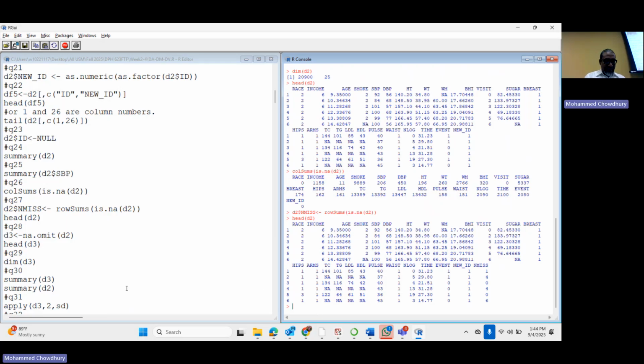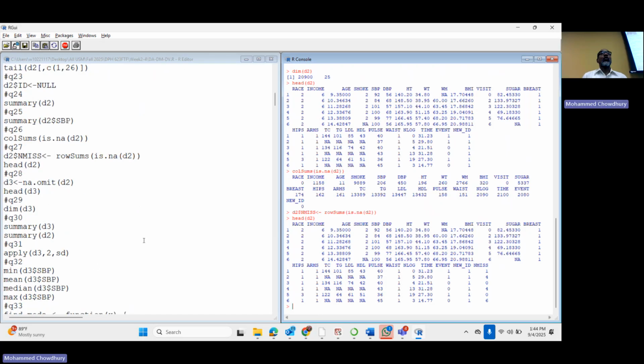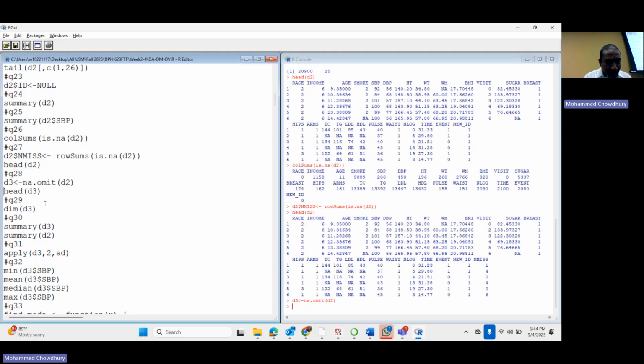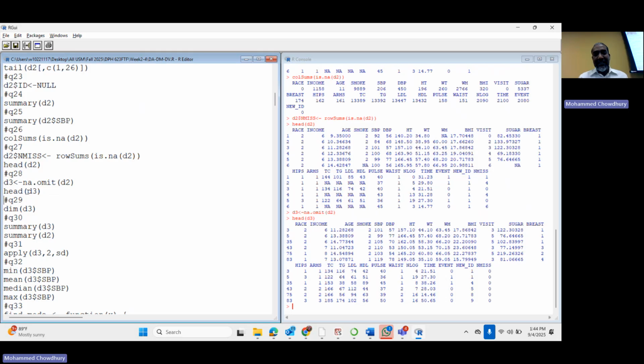Okay, after that, I want to take any row that has a missing value and delete the entire row. Suppose one row has just 1 missing value; that row will be deleted. Understand? That could be done by running the code for problem number 28. Now, if you take a look at this data, are you seeing anything missing? Nothing missing, right?